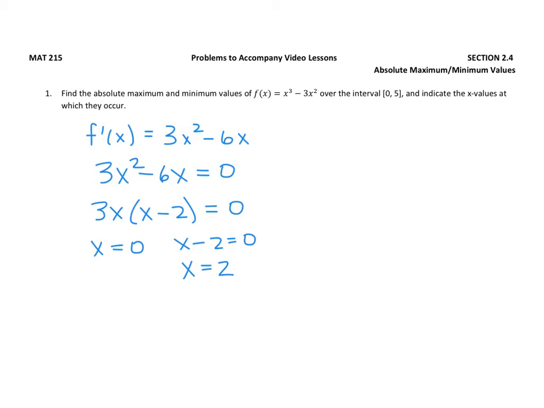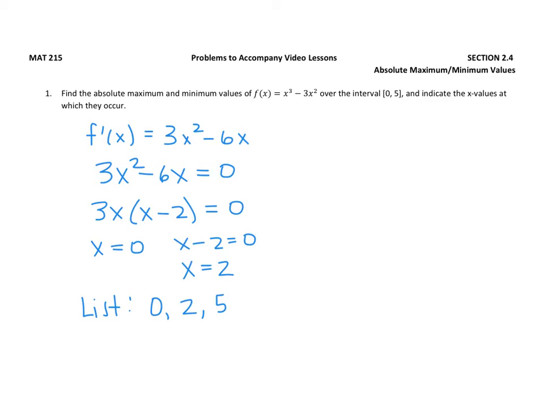Now we can create a list of all the critical values and also the endpoints of our closed interval. So our list is going to look like we have a 0, a 2, and a 5. 0 and 5 are endpoints for our closed interval, so they must be included in our list. And then any critical values. So that's where the 2 comes from.